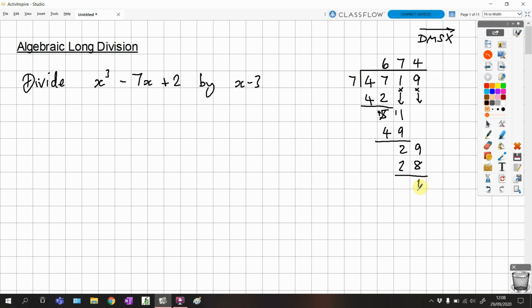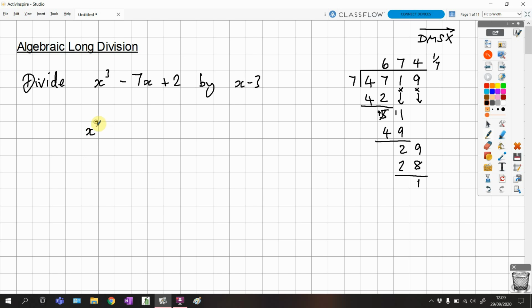7 into 1 doesn't go, so I'm nearly finished. The answer to 4,719 divided by 7 is 674 remainder 1. That is, remainder 1/7. So that's a numerical example. And now we need to apply that method to this question here.